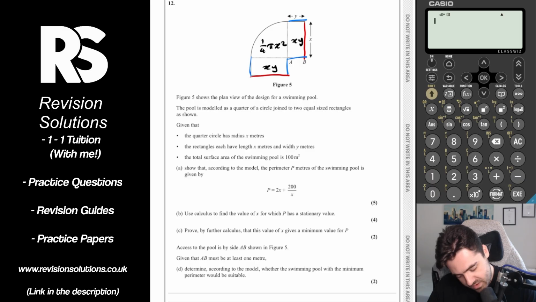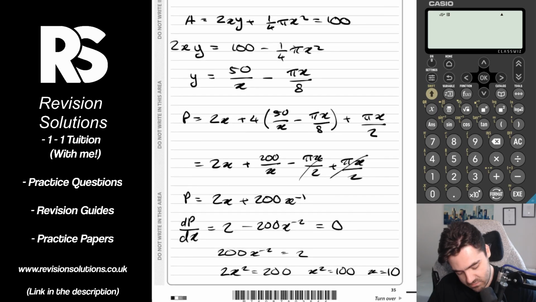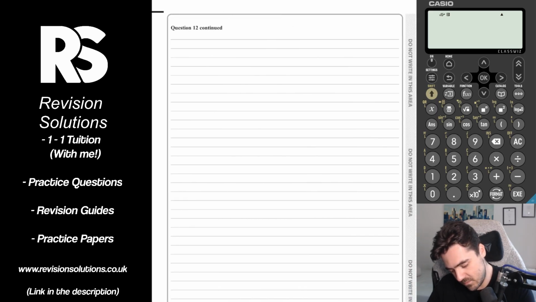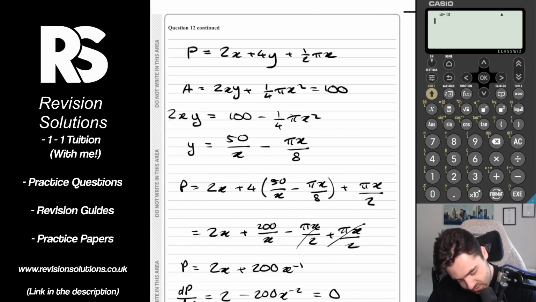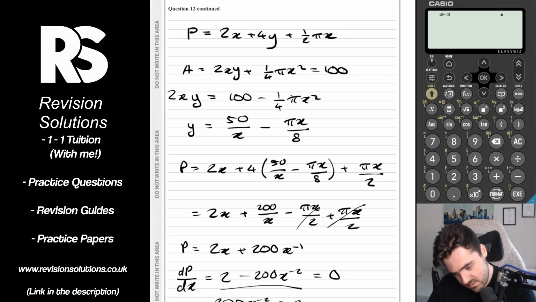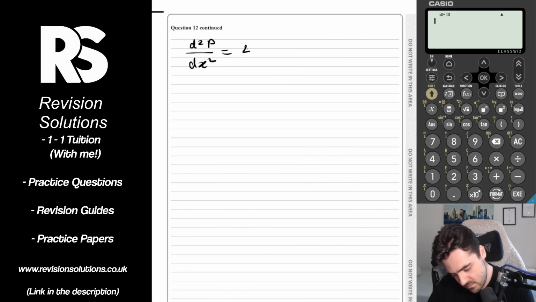Then it says, prove by further calculus that this value of x gives a minimum value of p. So we can check that with the second derivative quickly. So if we find d2p by dx squared, differentiating this again, the minus 2 coming down is going to make that 400 x to the minus 3.